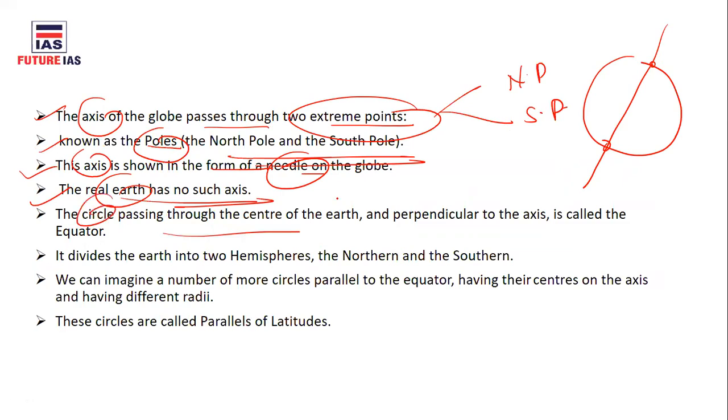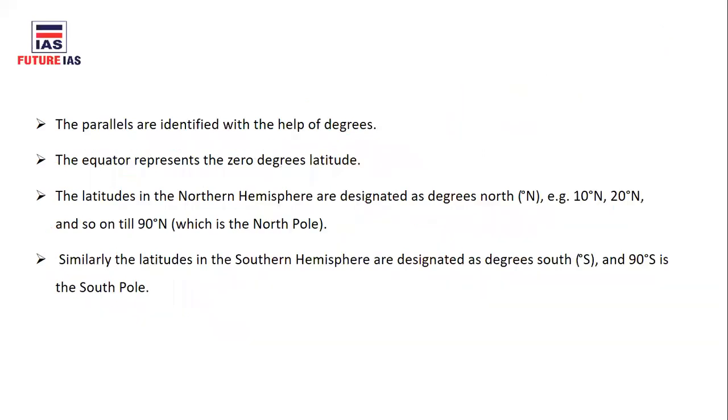The circle that passes through the center of the earth and is perpendicular to the axis is called the equator. The equator divides the earth into two portions, called the northern hemisphere and the southern hemisphere. These are called parallels of latitude. The parallels of latitude again divide the earth into small portions. Now we can also divide the earth into the northern hemisphere and the southern hemisphere.